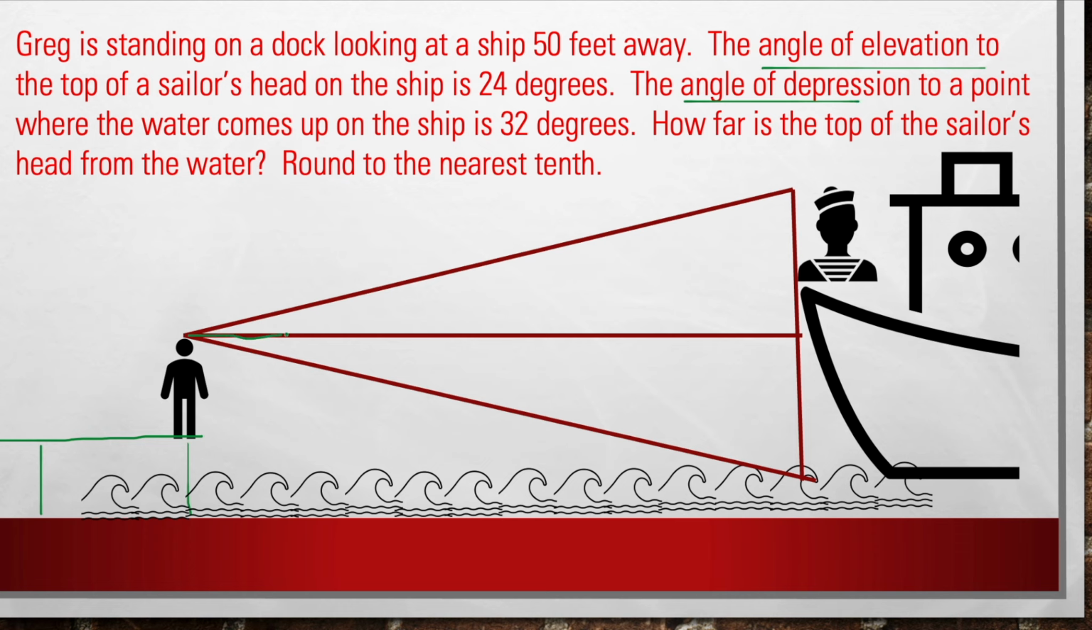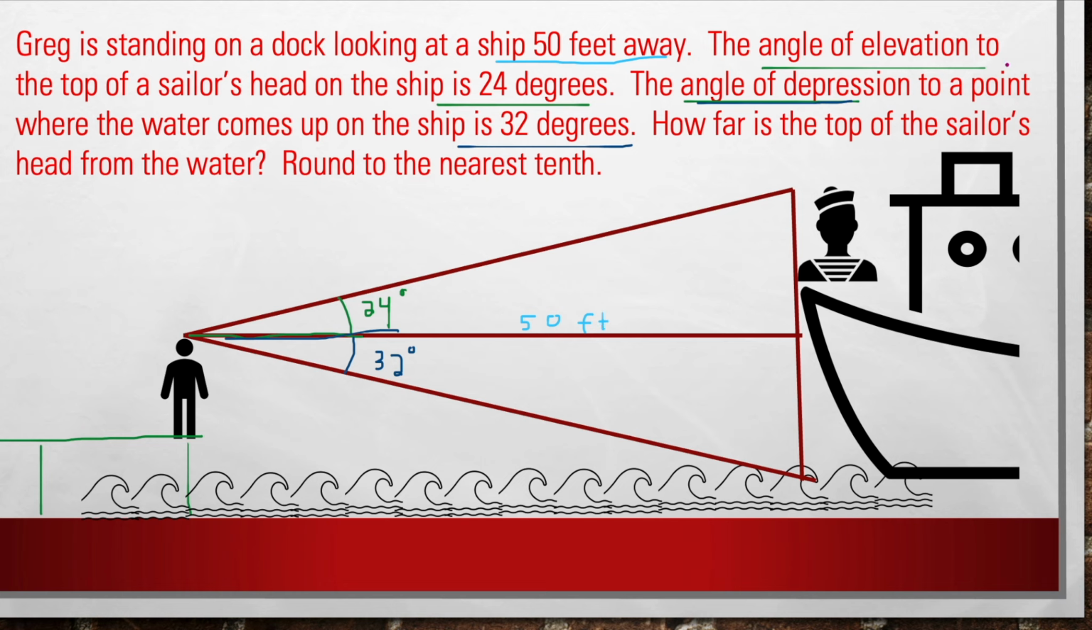The angle of elevation goes with the horizontal line and goes up, meaning this top angle here is going to be 24 degrees. The angle of depression is 32 degrees, and that's a horizontal line, and it goes down. So in this case, this bottom triangle is going to have an angle of 32 degrees. The only other information we're given is that the ship is 50 feet away, so that means the horizontal line is going to be 50 feet.